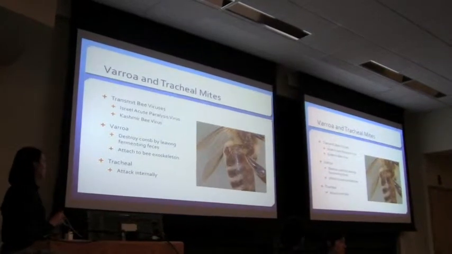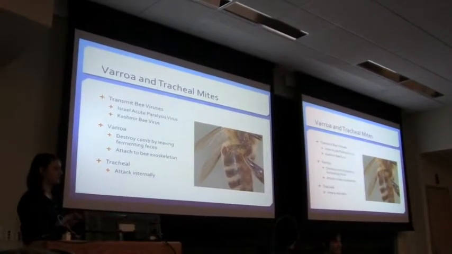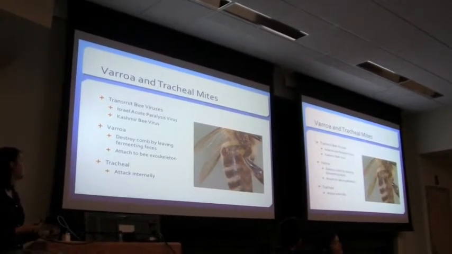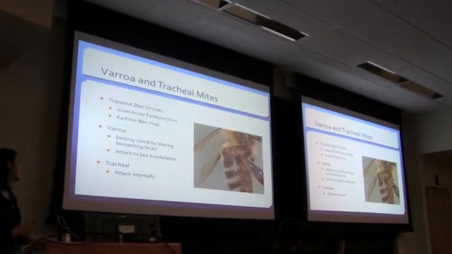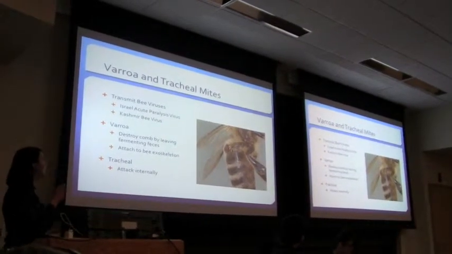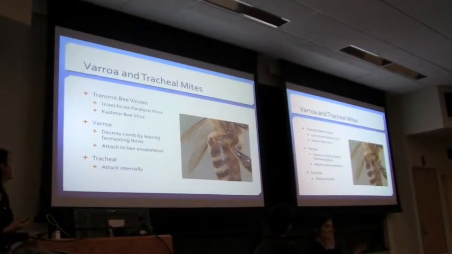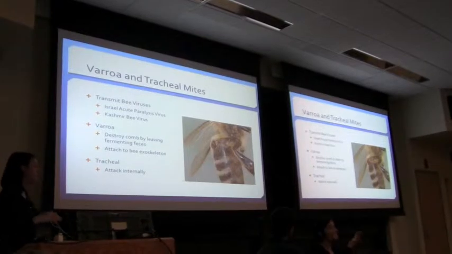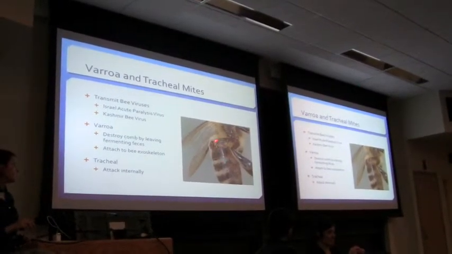There's also Varroa and tracheal mites. This is connected to the whole disease thing because they make bees more susceptible to diseases. They transmit bee viruses like the Israeli acute paralysis virus and the Kashmir virus that have greatly affected bees, especially in those regions, killing a lot of bees. The Varroa mites destroy the comb by leaving their feces, which ferments the cell. And they also attach to the bee skeleton, as you can see.